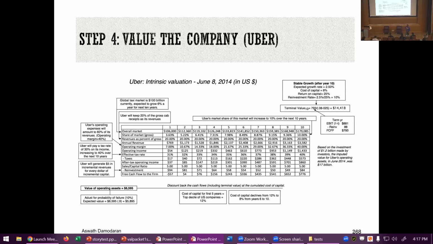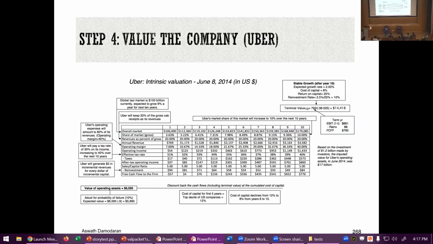Here's my value of Uber. It looks like an Excel spreadsheet, but every number in the sheet comes from my story. So if you ask me why are my revenues 3.6 billion in year 10, it's because Uber is an urban car service company with local networking benefits. Why are my margins 40%? Because it's an intermediation company that makes money by connecting cars to customers.